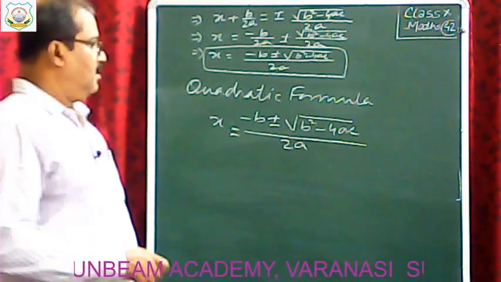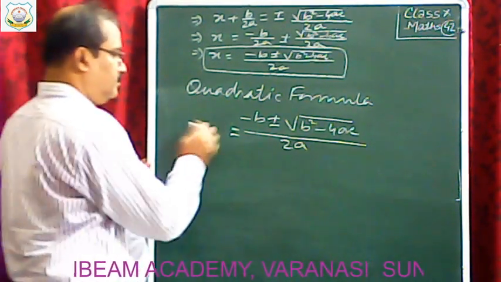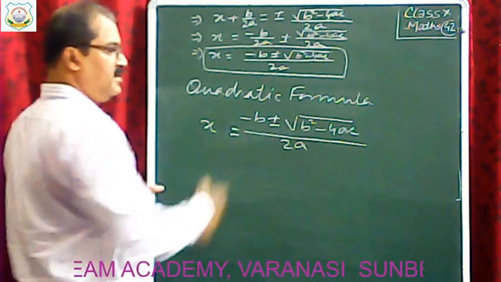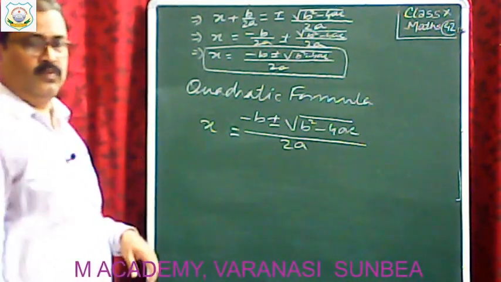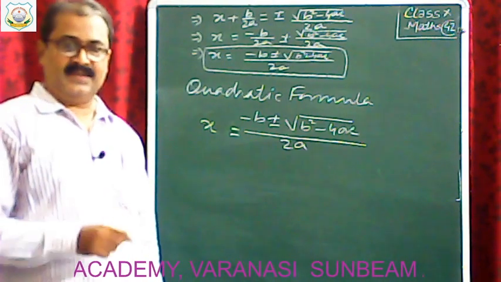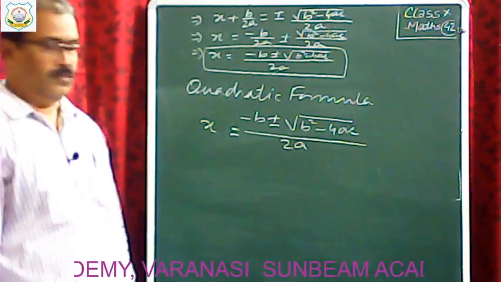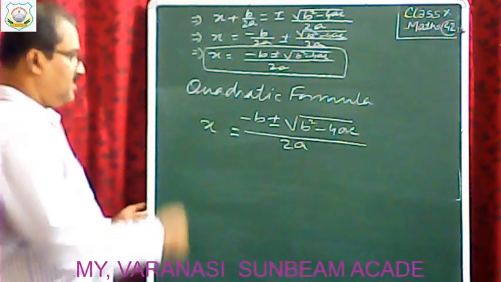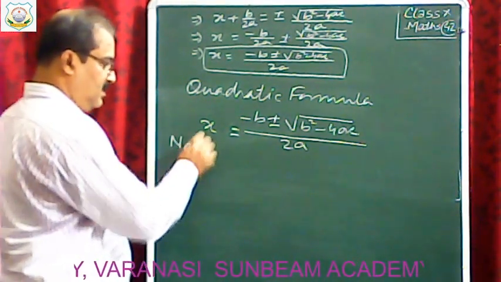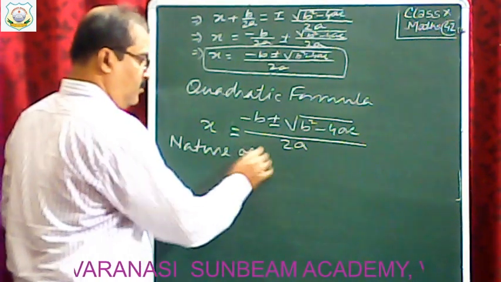So x equal to minus b plus minus square root b square minus 4ac whole upon 2a. b is the coefficient of x, a is the coefficient of x square, c is the constant term, you know. Now there are the nature of roots. Nature of roots.